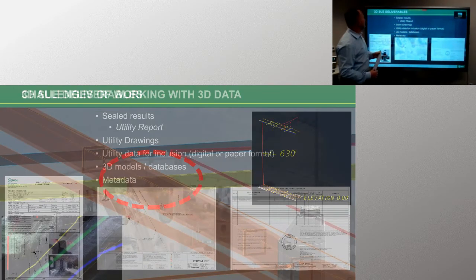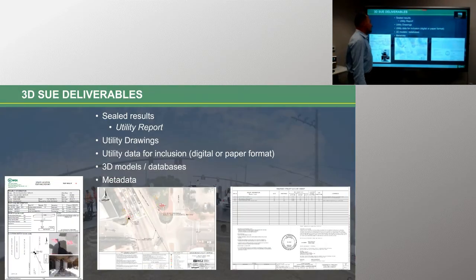Some of the 3D SUE deliverables and deliverables per the standards. Once again, sealed results, a utility report, utility drawings, utility data for inclusion, either digital or paper format. 3D models databases can be also a GIS database. Obviously, any metadata associated with the deliverable.